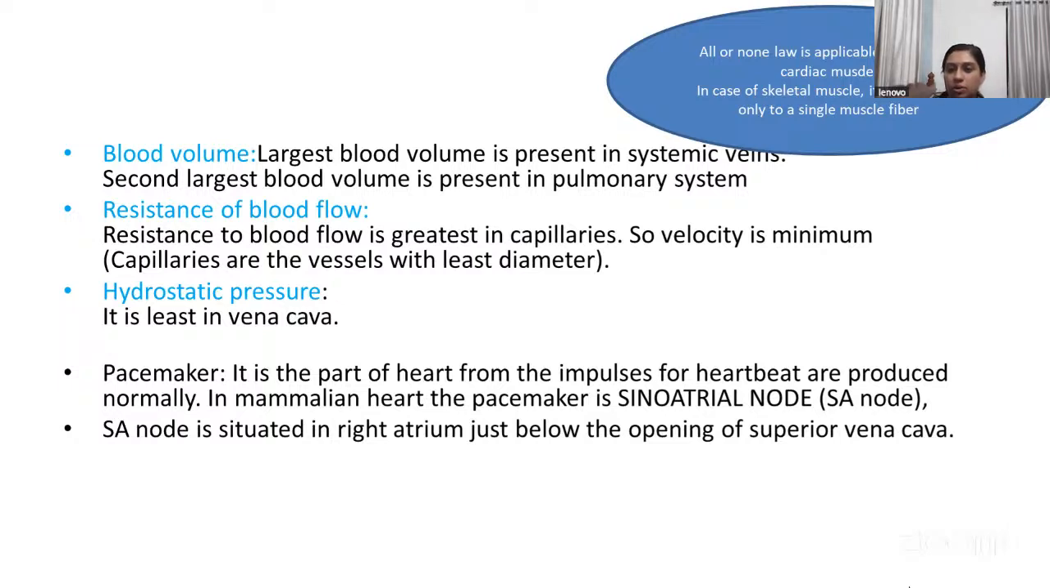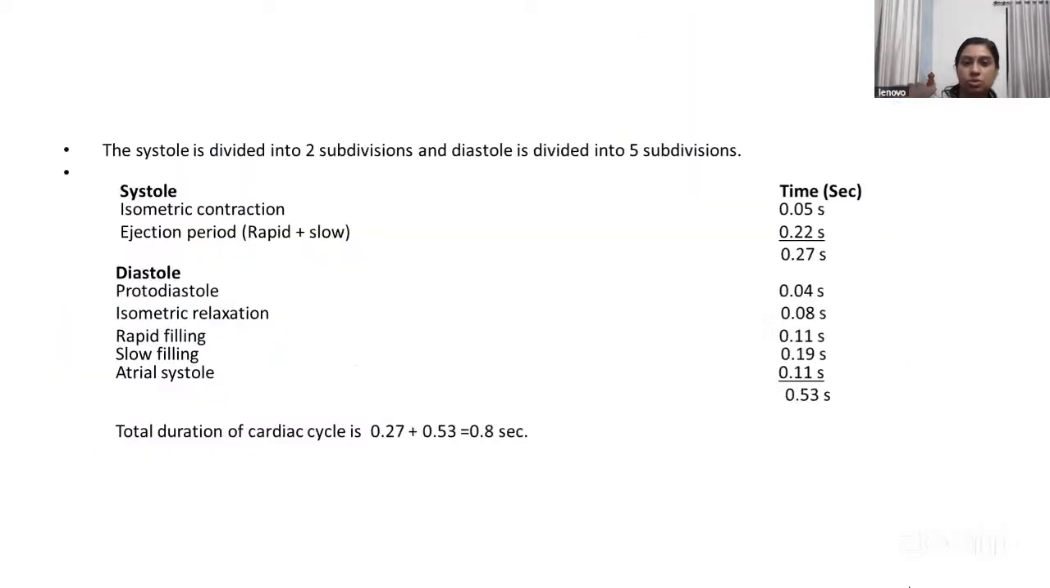And all or none law is applicable for the whole of cardiac muscle, whereas in case of skeletal muscle, it is applicable only to the single muscle fiber. So here we can divide the systole into 2 divisions and diastole into 5 subdivisions. You have to just know the time frame. So the total duration of the cardiac cycle is about 0.8 seconds.